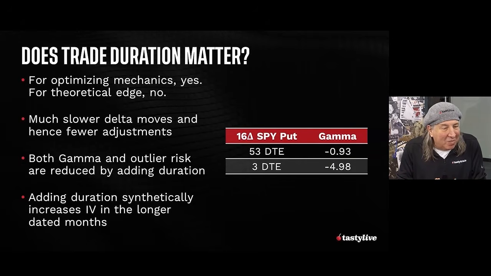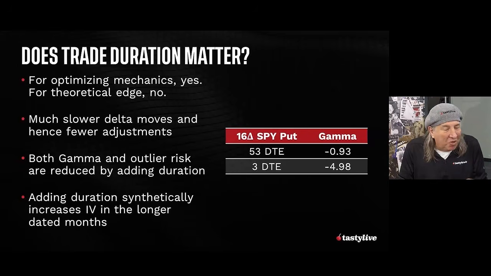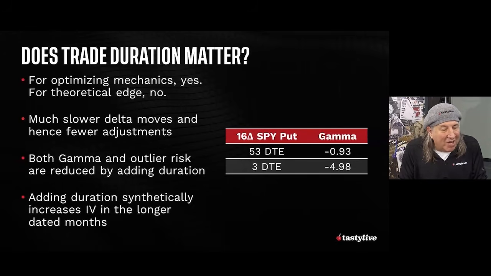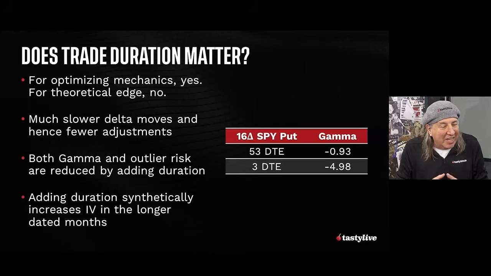They become minimal if you add duration. And then adding duration, this is a cool thing. Adding duration synthetically increases implied volatility in the longer dated months. So if you're looking around and all the implied volatility in the underlying you really want to trade is low, you add duration to it and it synthetically increases the implied volatility. It's kind of crazy, but that's just the way the modeling works because nobody knows what's going to happen in the long term. So those options will have a tendency to stay higher.